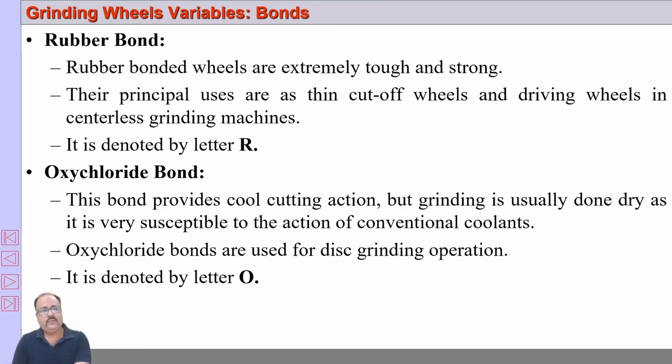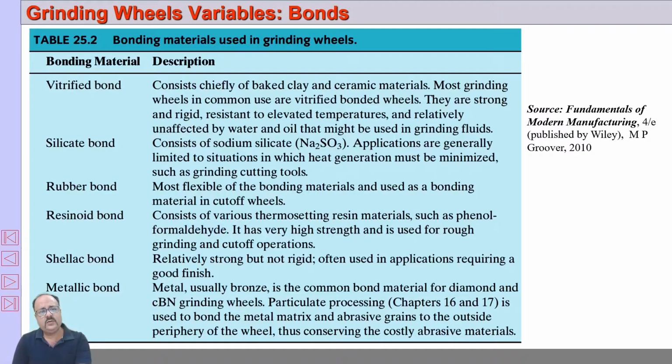However, the bonding material for diamond and cubic boron nitride is normally metals, and brass is normally used for cubic boron nitride and diamonds. However, vitrified bond, silicate bond, rubber bond, resonant bond, shellac bond, oxychloride bond, etc. are used for bonding the aluminum oxide and silicon carbide, which are most conventionally used. Again, this table I have taken from the M.P. Groover book on modern manufacturing.